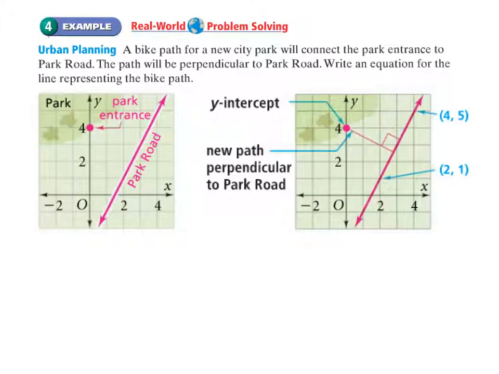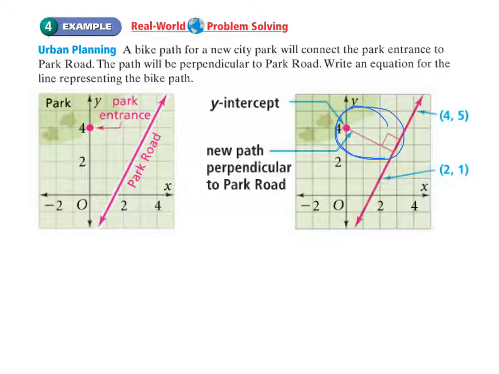Our last example, number 4, is a real-world problem-solving example about urban planning. A bike path for a new city park will connect the park entrance to Park Road. So here's the park entrance, here's Park Road, we have to connect it. The path, as you can see here, is perpendicular to Park Road. Write an equation for the line representing the bike path.